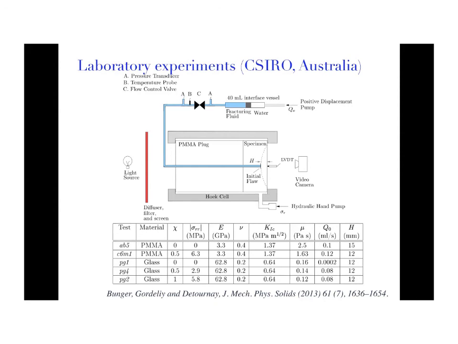So in PMMA, the fluid front was coinciding with the fracture front, while in glass, the toughness was not as large, as you can see from the K1C column of the table. And these glass experiments were more viscosity dominated. So there was a significant fluid lag. And there, the challenge was to actually capture the fluid front and the fracture front separately.